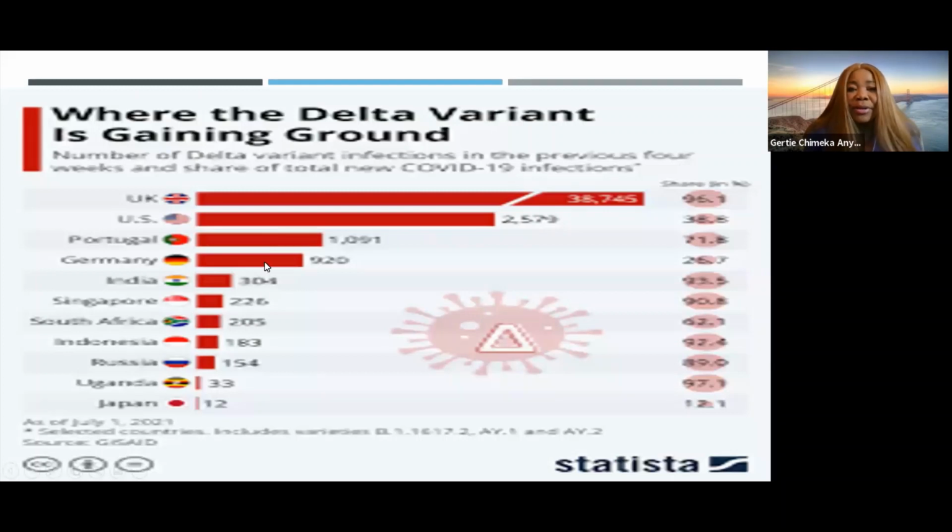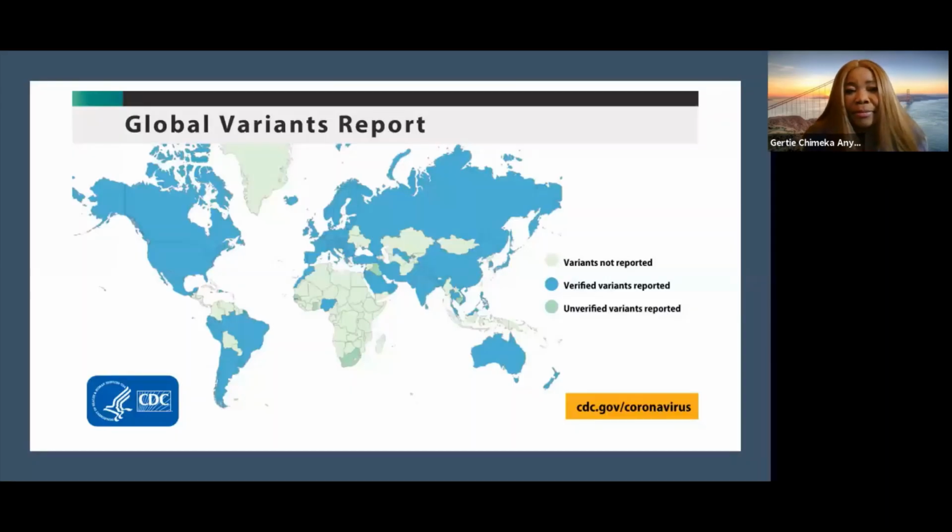This slide is a little blurry, but it shows you where the delta variant is gaining ground. This is a little backward. This slide is about at least a month or almost 2 months old. Right now, I think the US has overtaken the UK. And there are other areas of the world. It's been identified in 126 countries as at this time. And so these are the global variants report. These blue areas are where you have verification of variants that have been reported. These other areas that are slightly blue are the unverified variants reported. And then there are some areas where the variants haven't been reported. And again, this is slightly old. This is about almost a month old.